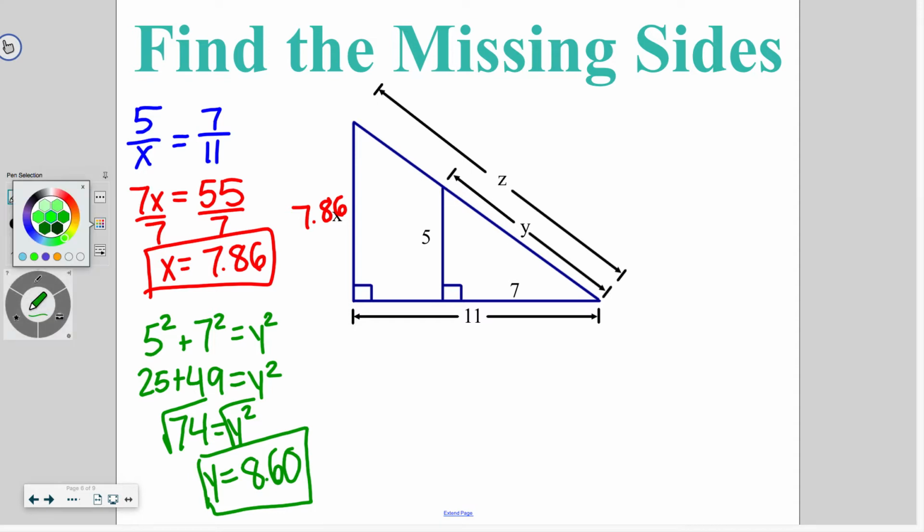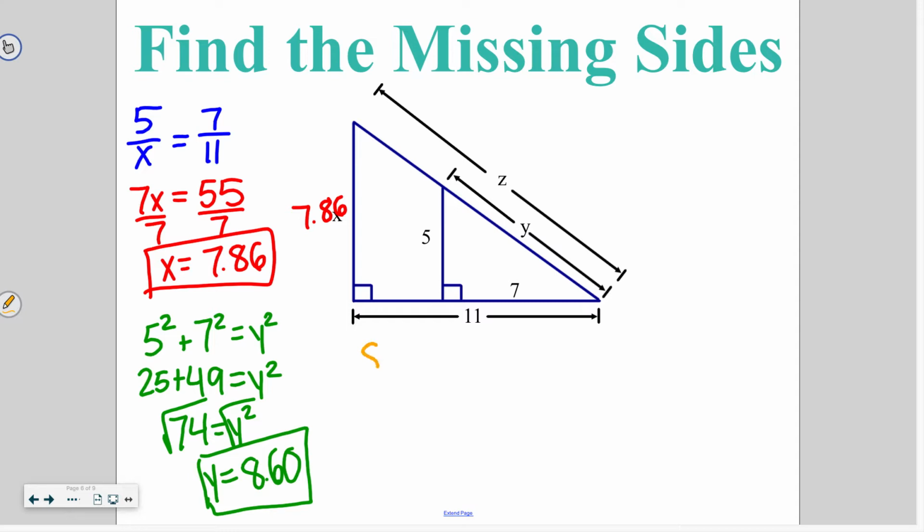So again, we're going to use proportions since we know these are similar triangles. So I'm going to say my value of 8.60, which is the hypotenuse of the short one, over z, which is the hypotenuse of the long one, is equal to 7 over 11. I also could have set that equal to 5 over 7.86, but to avoid some decimals, I'm going to use 7 and 11.